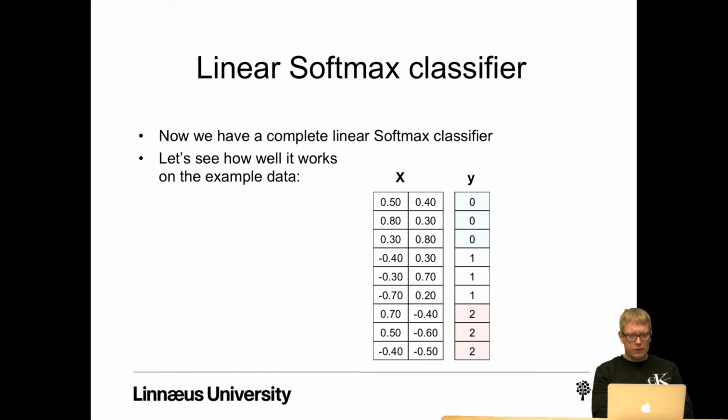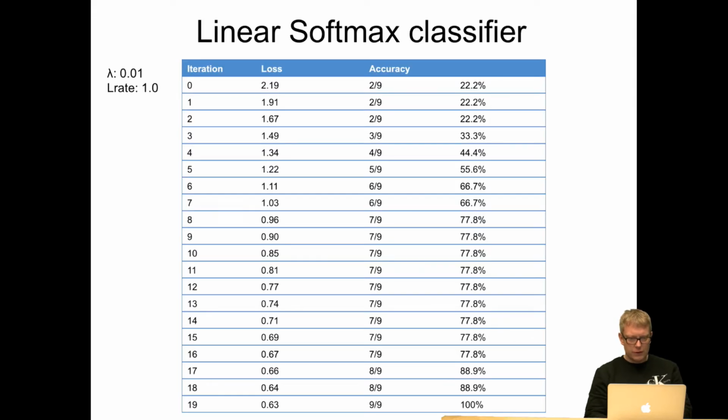So now we actually have a complete linear softmax classifier. Let's see how it works on the example data, which in our example are nine training examples with corresponding categories, and then we start training. So at the first iteration we had a loss of 2.19 and the accuracy: 2 out of 9 training examples were correctly classified, so we had an accuracy of 22.2%. And we have a lambda regularization strength of 0.01 and a learning rate of 1.